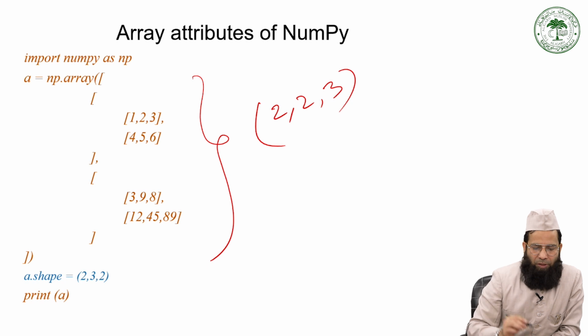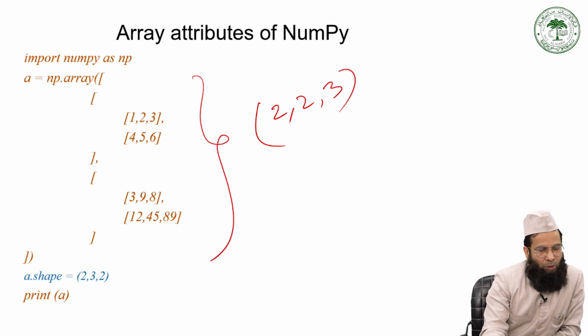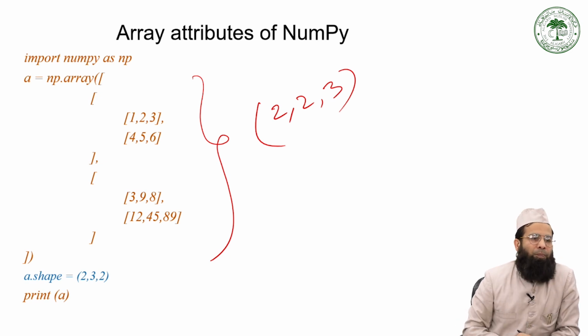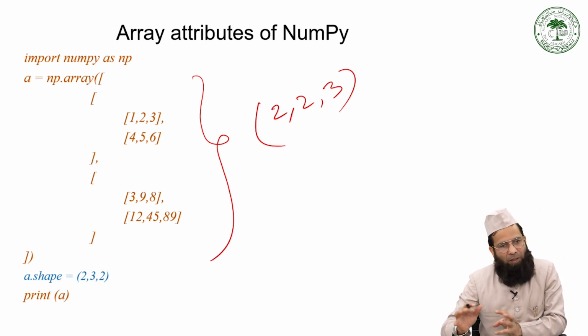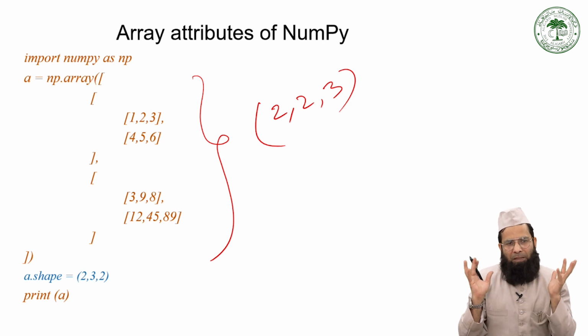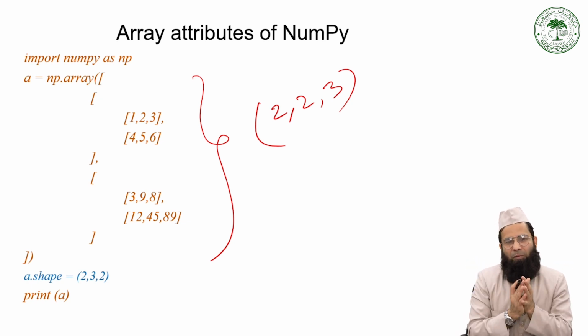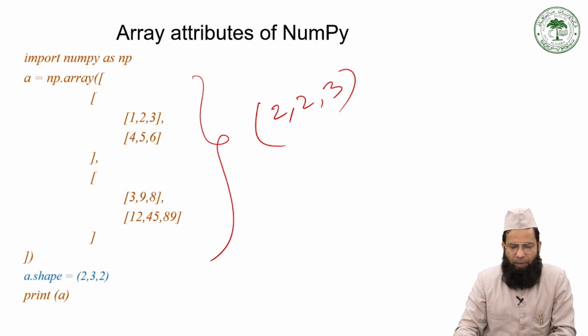So this is the dimension. Now it can be modified in this manner as well. It has been reshaped to 2 cross 3 cross 2, right? So the number of elements would remain the same, but the dimension would be changed in this case.